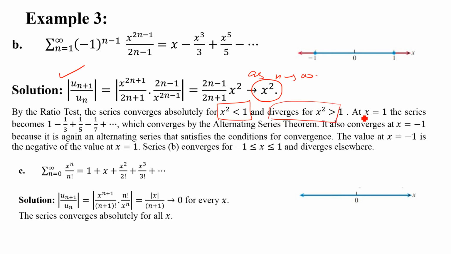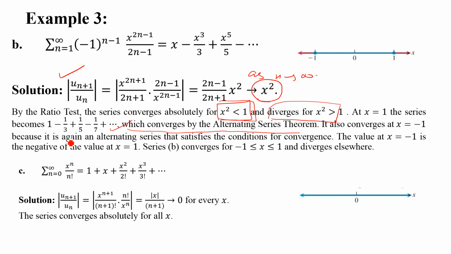Okay, so this will converge when x squared is less than 1 and diverges for x squared greater than 1. Again, what happens when x is equal to 1 and x is equal to minus 1? So we will see it individually. First of all, we have concluded that the series is convergent for x squared less than 1 and divergent for x squared greater than 1. Now at x equal to 1, the series becomes 1 minus 1 over 3 plus 1 over 5 and so on, by plugging in the value x equal to 1. So we have this series which converges by the alternating series test, and you can check it yourself.